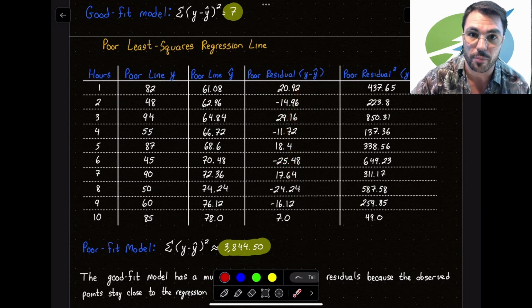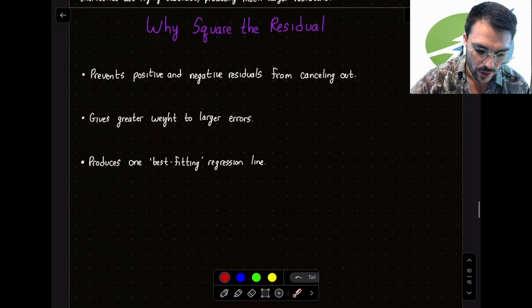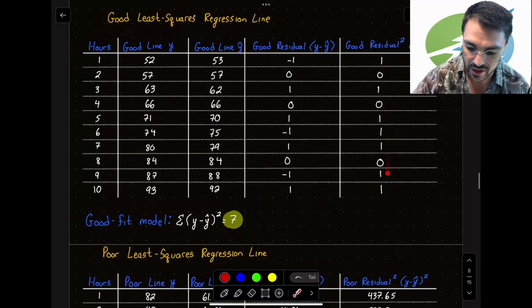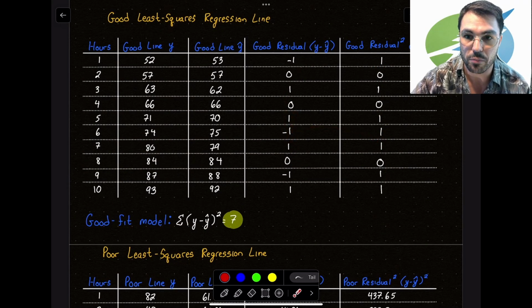It would make the smaller number, which wouldn't give us as accurate of a reading. It gives greater weight to larger errors. And that's a good example with this here, because we square a bunch of negative ones and we still get one. That implies a much tighter fit.